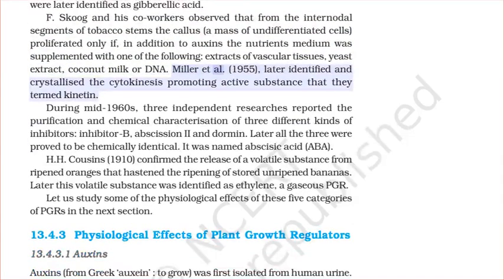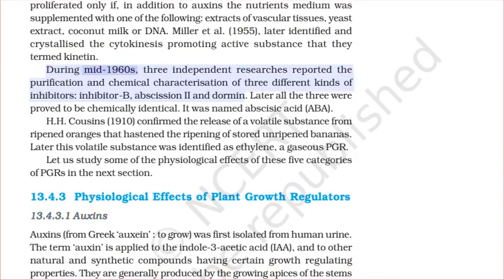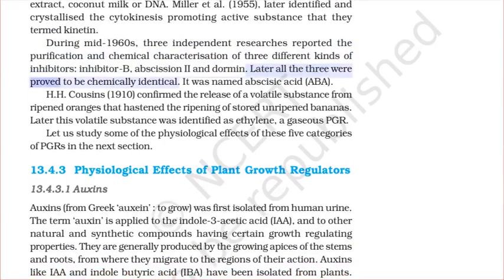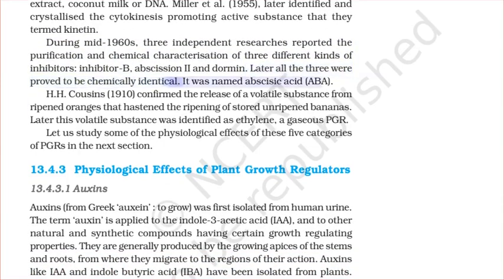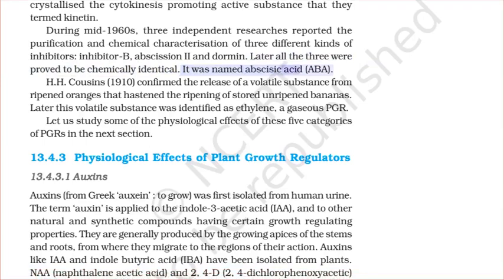Miller et al., 1955, later identified and crystallized the cytokinesis-promoting active substance that they termed kinetin. During the mid-1960s, 3 independent researchers reported the purification and chemical characterization of 3 different kinds of inhibitors: inhibitor B, abscission II, and dormin. Later, all the 3 were proved to be chemically identical. It was named abscisic acid, ABA.